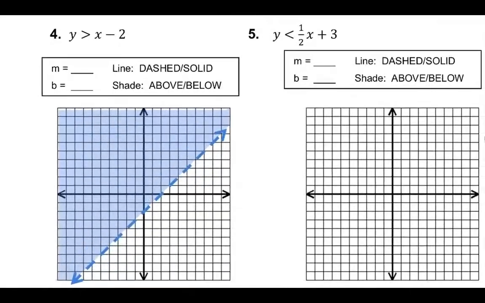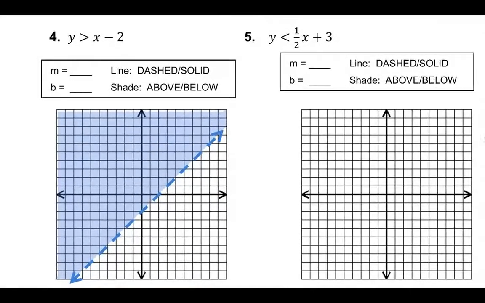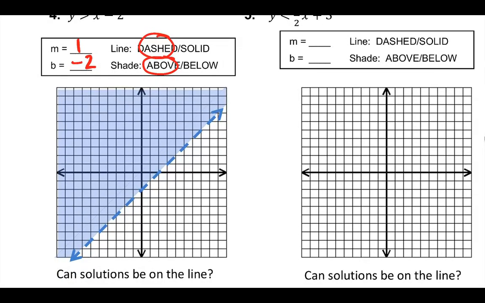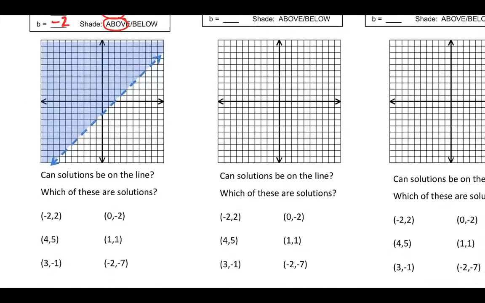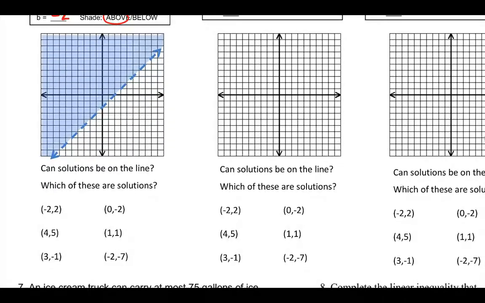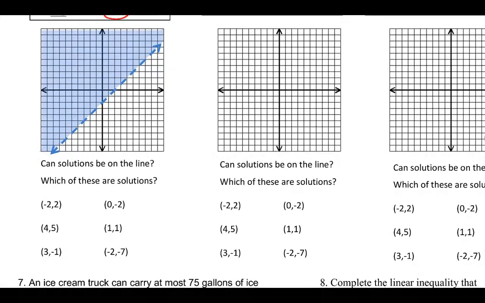If we look at number 4, my m, again, is whatever number is next to my x, which is a 1. I've got 1x. And my b is by itself. That's the -2. This is going to be a dashed line because there's no equal to, and it's greater than, so I'm shading above. And again, they already graphed it for me. How nice are they? It's asking, can solutions be on the line? Which of these are solutions?